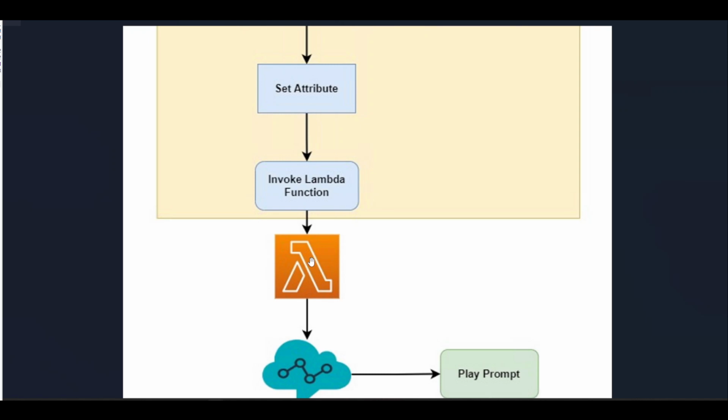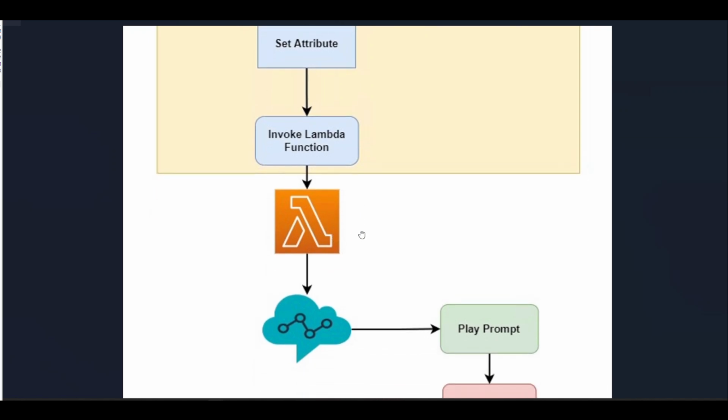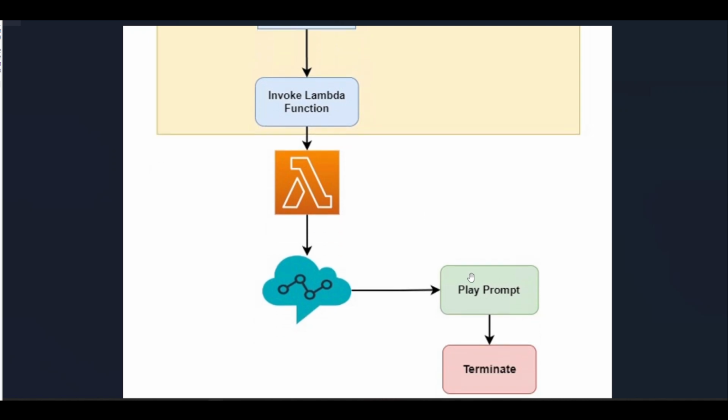From the Lambda, I'm calling the API. Once we get the results, I'm returning that value back to Amazon Connect, and I'm using a play prompt to play that, such as: the next estimated arrival time is 5 minutes, or 6 minutes, or 2 minutes, or 3 minutes, however I like it.